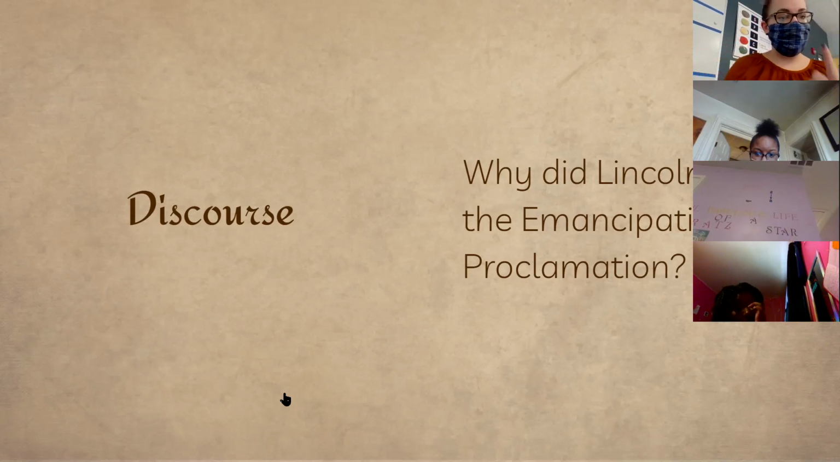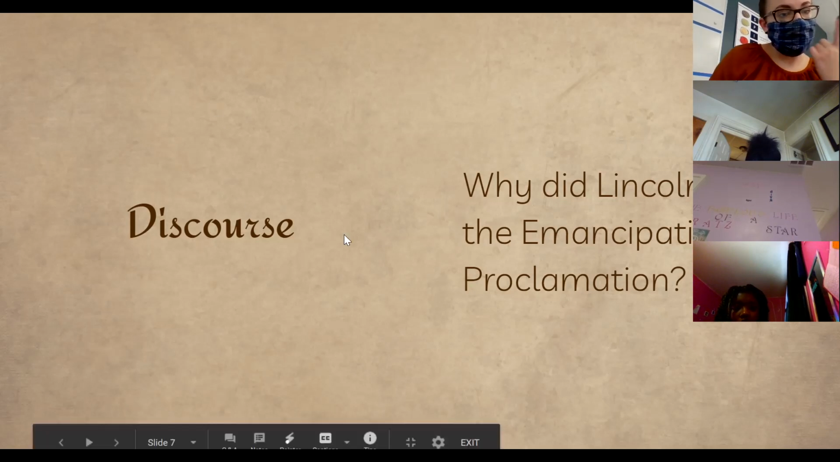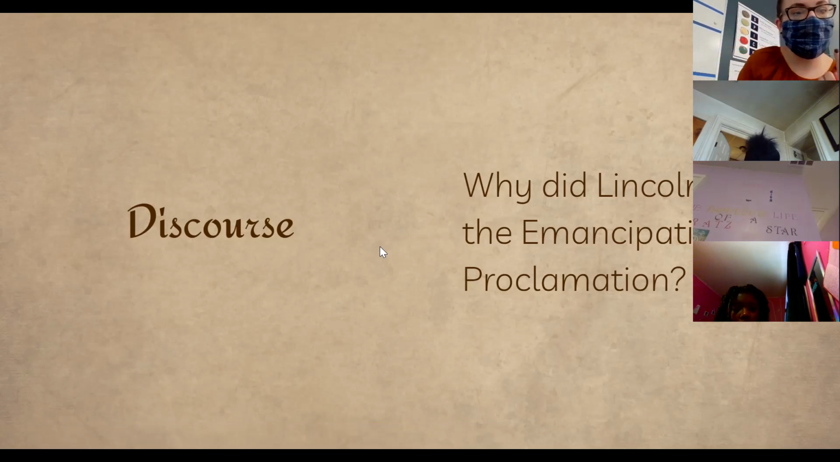He wants the Union to be able to win the Civil War. And two, he is anti-slavery. So again, in those discourse notes, those are two reasons. He wants the Union to be able to win the war, and he is anti-slavery. I'll say that one more time. It gives a military advantage for the Union victory, and he wants slavery to be over. He wants to end slavery.